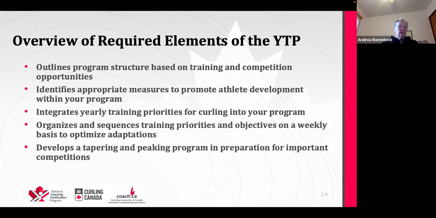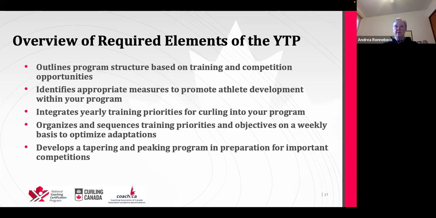So the YTP outlines the program structure based on training and competition opportunities. It identifies appropriate measures to promote athlete development within your program. It integrates yearly training priorities. It organizes and sequences training priorities and objectives. And it develops a tapering and peaking program in preparation for important competitions. Once you know what competitions you're entering, you can work backwards to slot in training and practice sessions.